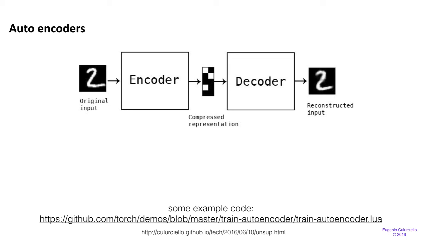So this is quite simple. You take an input, you have a network that compresses it, and from this compressed representation you want to reconstruct the input. It's sort of like trying to find the base function of an input, so that you can then reconstruct the signal out of this base function fairly easily. There's example code here, for example in Torch, showing how to train an autoencoder.